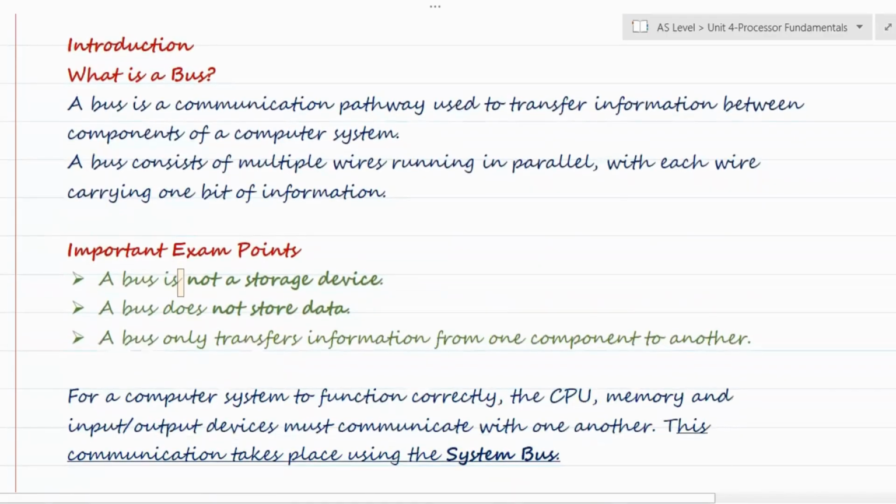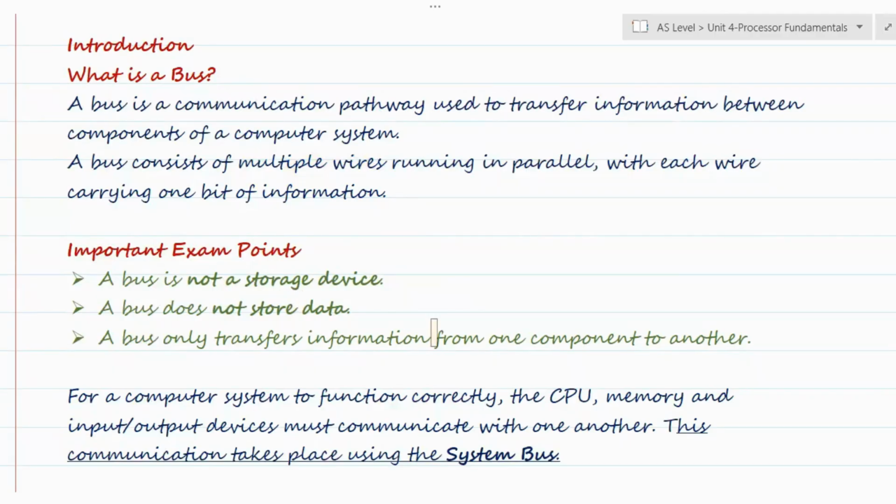Before learning about the three buses, let's first understand what a bus actually is. A bus is a communication pathway used to transfer information between components of a computer system. Think of it as a road that connects different parts of the city. Inside a computer, the CPU, memory, input output devices are like different locations, and buses are the roads connecting them. A bus consists of multiple wires running in parallel, with each wire carrying one bit of information.